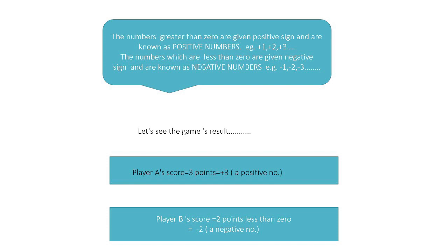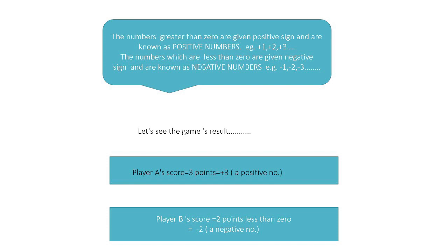Usually, we don't use the symbol +1 or +2. In normal writing, we write 1, 2, 3 and so on. While the numbers which are less than 0 are given negative sign and are known as negative numbers. Example, -1, -2, -3 and so on. So let's see the game's result. Player A scores 3 points, that is +3, a positive number. Player B's score, that is 2 points less than 0, which is -2, a negative number.